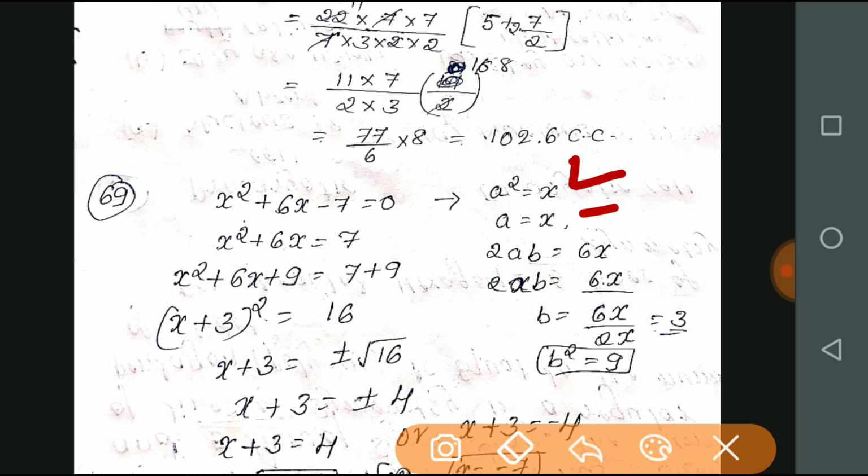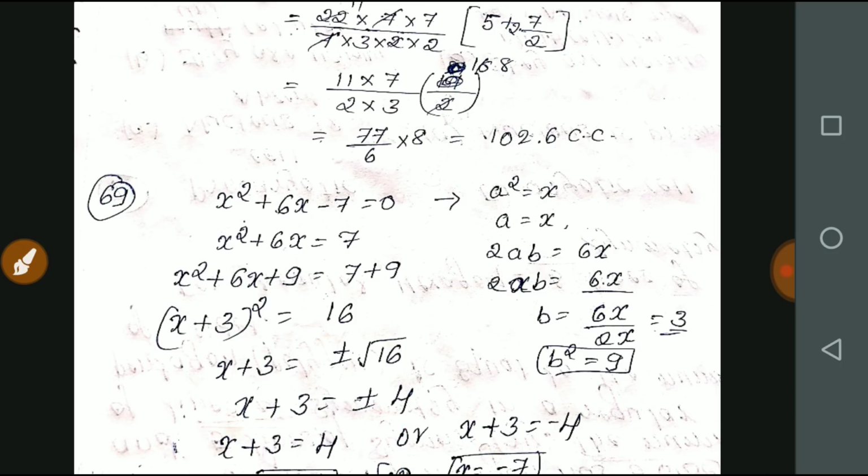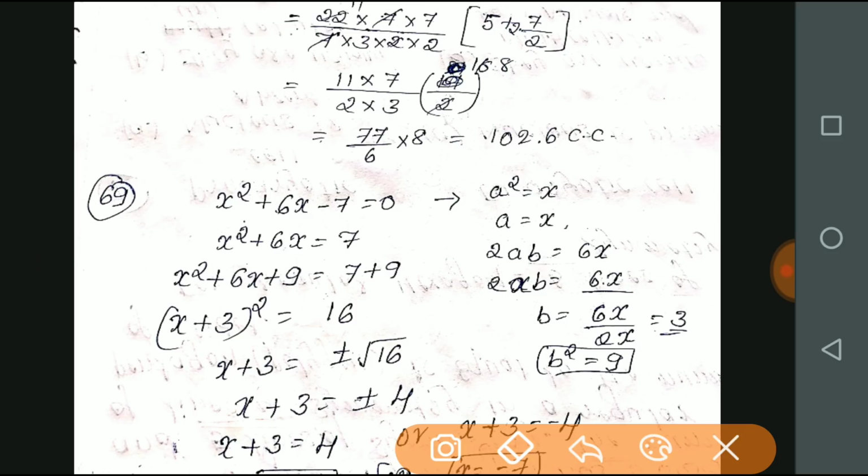Therefore 2xb is a, because a is equal to x, therefore 2xb is equal to 6x. Then simplify, b is equal to 3 and then b square is equal to 9. Therefore by completing the square method, add 9 on either side. Then x square plus 6x is equal to 7. Then x square plus 6x plus 9 is equal to 7 plus 9.